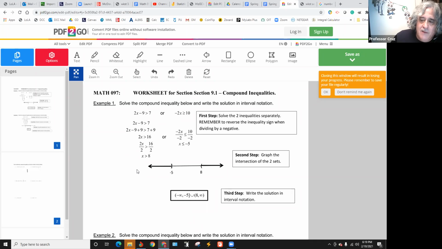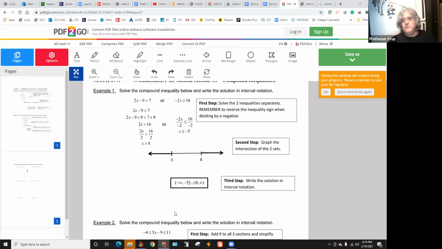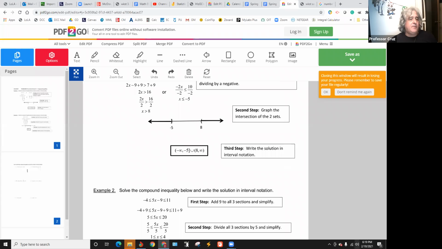This is that left-hand side, negative infinity to negative 5, including negative 5, unioned with greater than 8, all the way out to infinity. Questions about that one? All right, let's look at this next one.